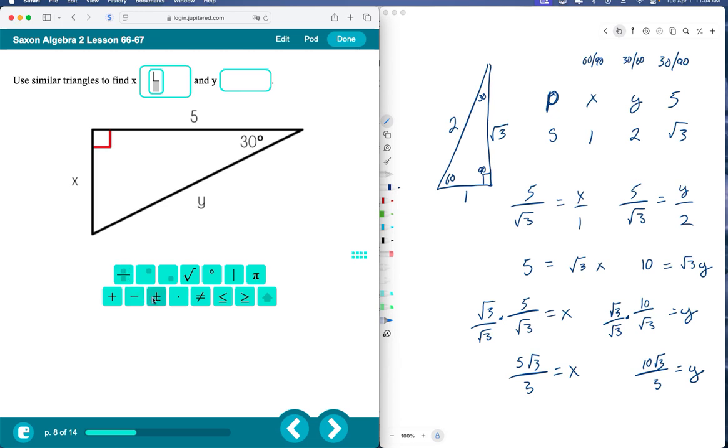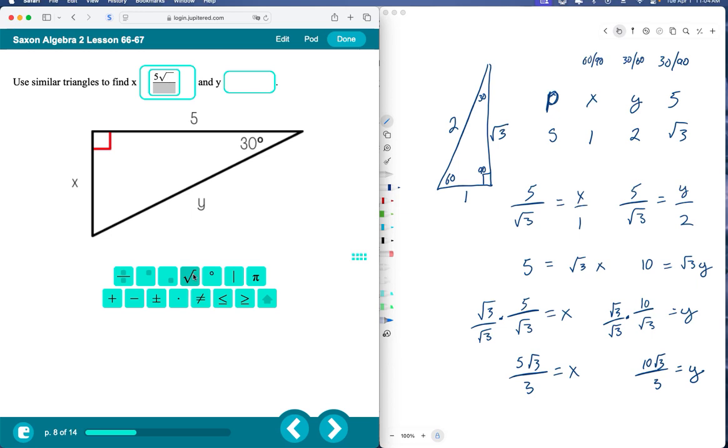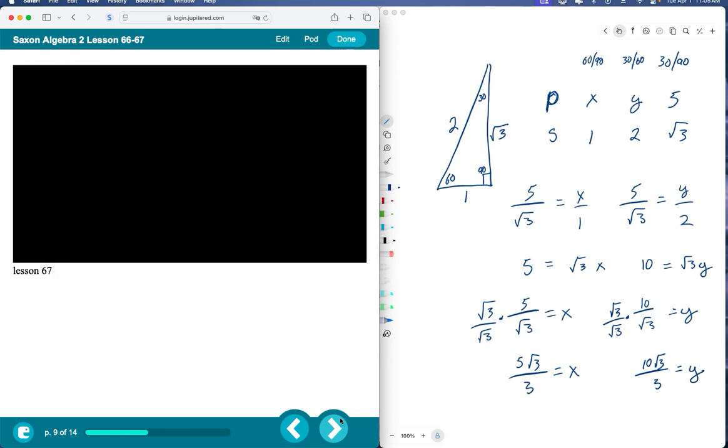For x, we have 5 square root of 3 over 3. And y is 10 square root of 3 over 3. Easy peasy. All right, next one.